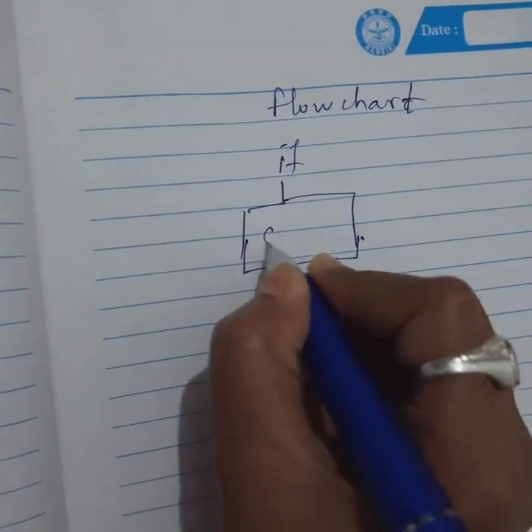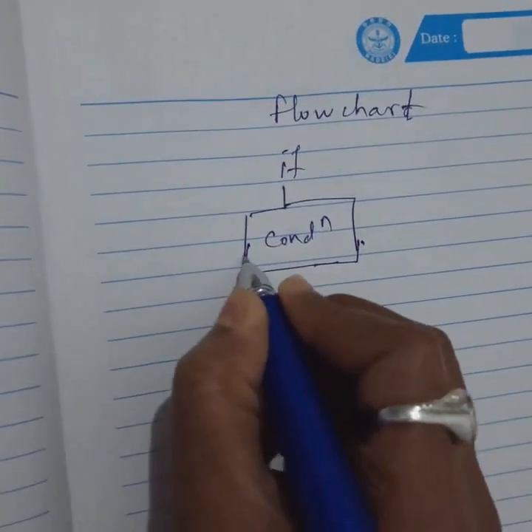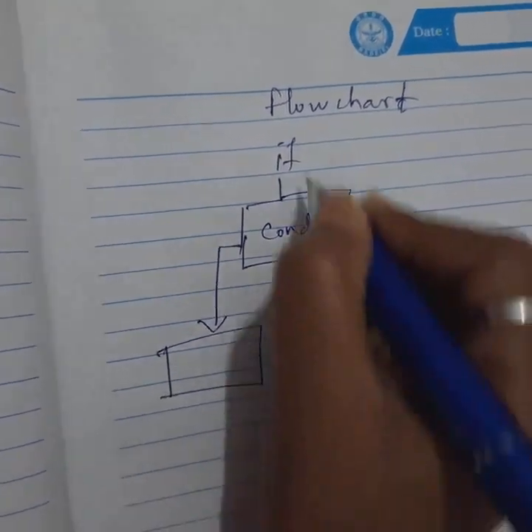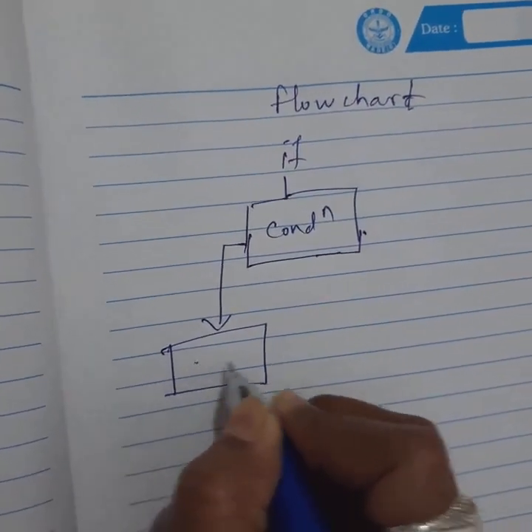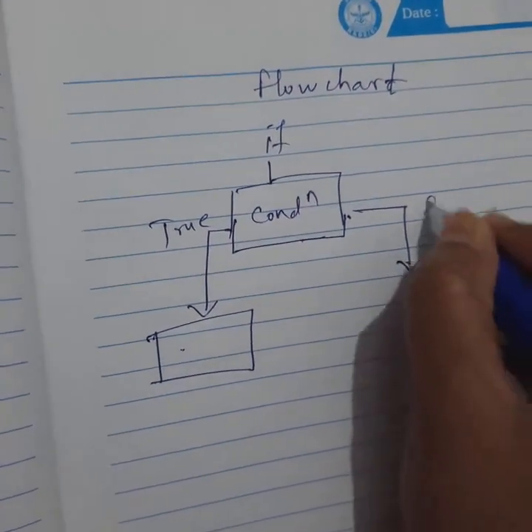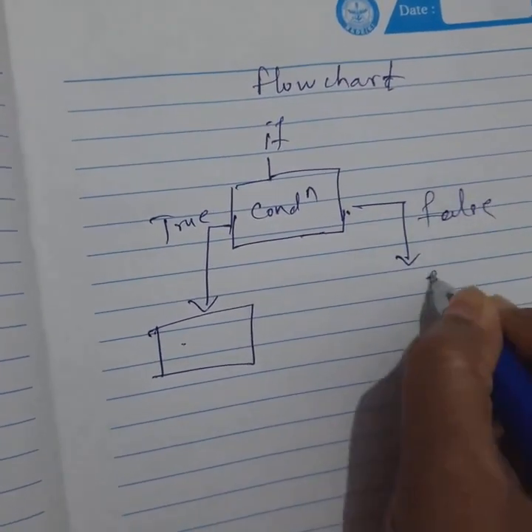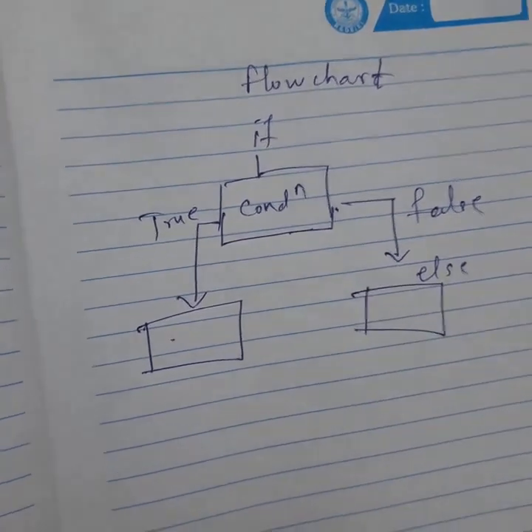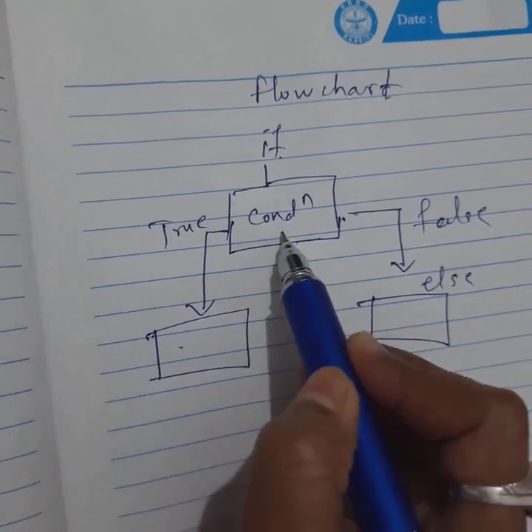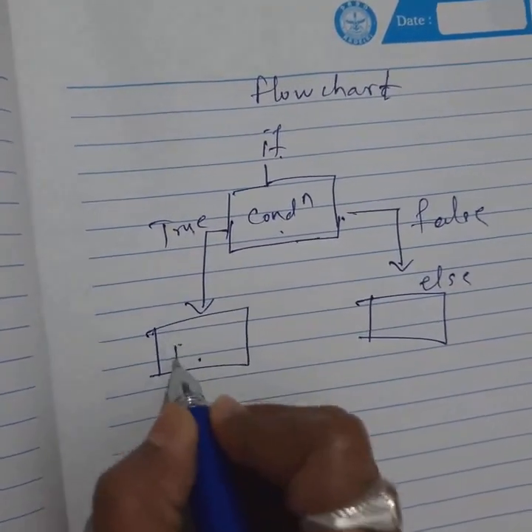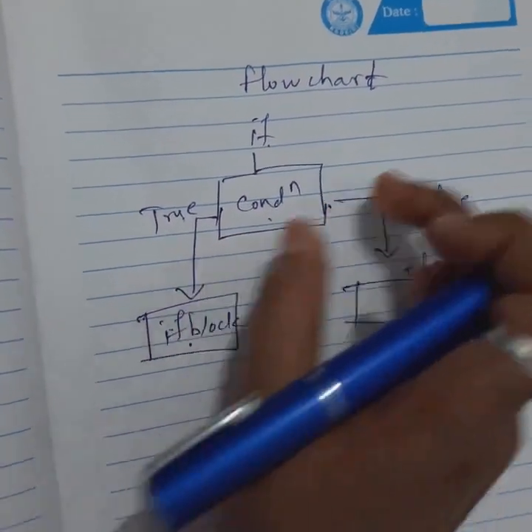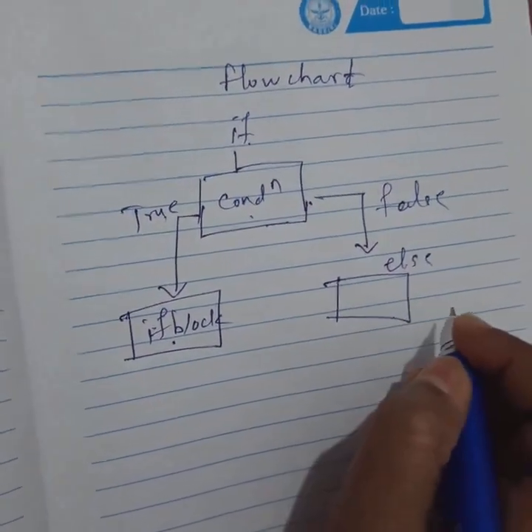Okay, here a condition will come. If this condition is true, the if statement's block will execute. If this condition is false, the else block will execute. What I tell here: if the condition is true, the if block will execute. If this condition is not true, the else block will execute.